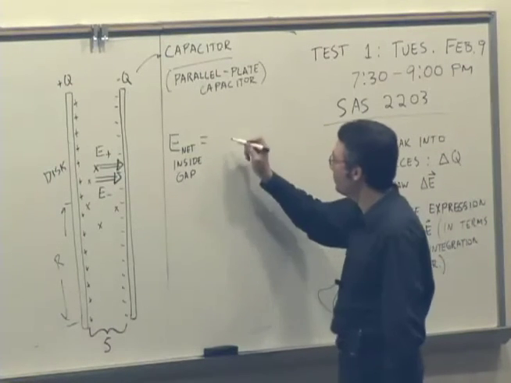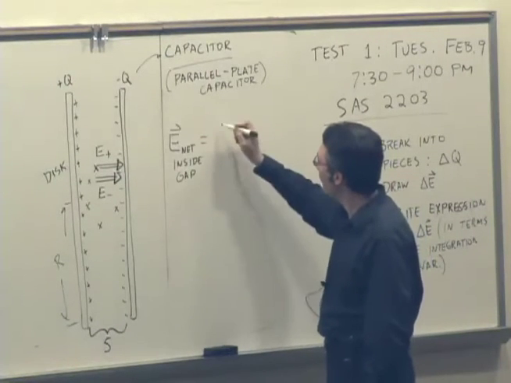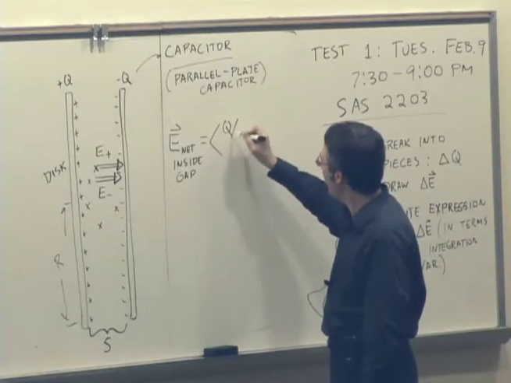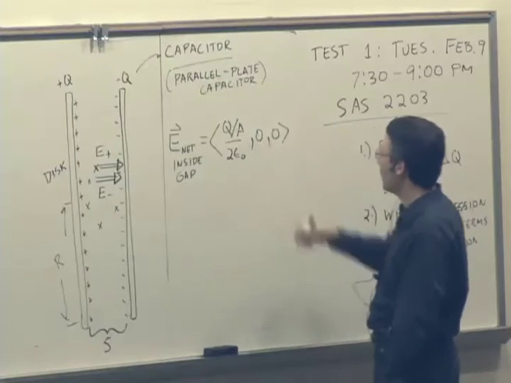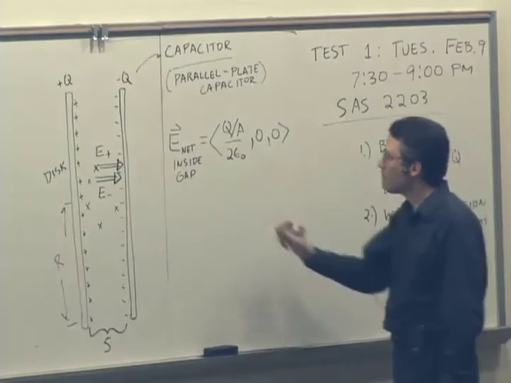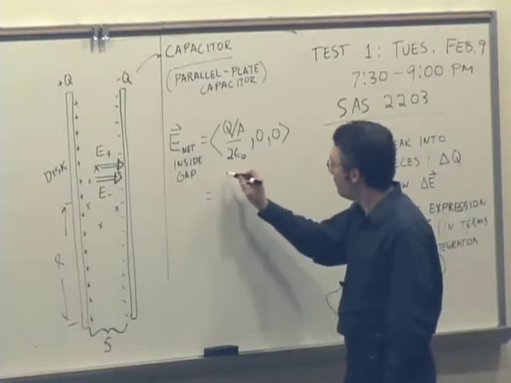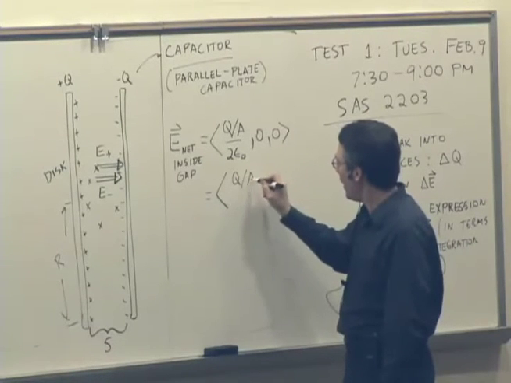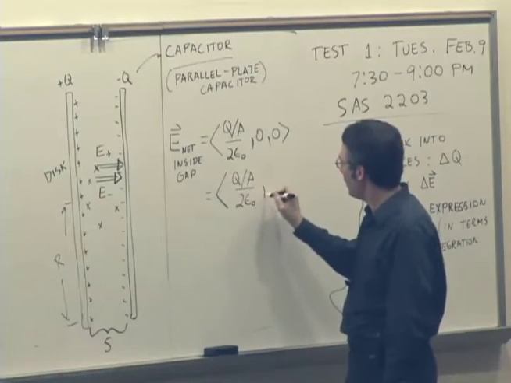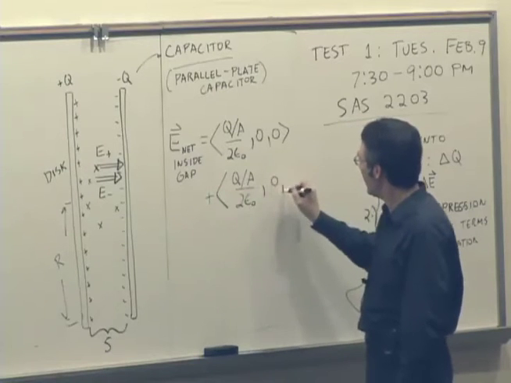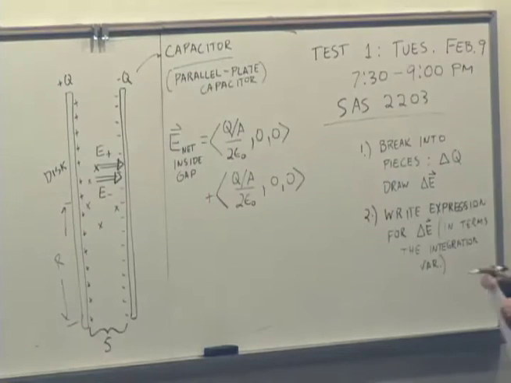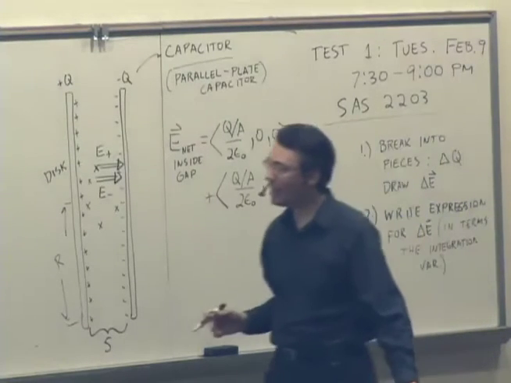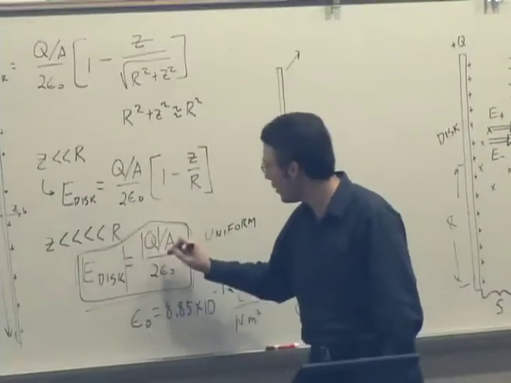would be equal to, in fact, let's write it as a vector. We're going to have Q over A over 2 epsilon naught, 0, 0 for the positively charged plate. And we're going to have Q over A over 2 epsilon naught, 0, 0 for the negatively charged plate. You say, well, what happened to the sign here? It isn't one positively charged, it isn't one negatively charged. Well, you've got to be a little bit careful because, again, we're talking about a magnitude here. So that really is a magnitude.